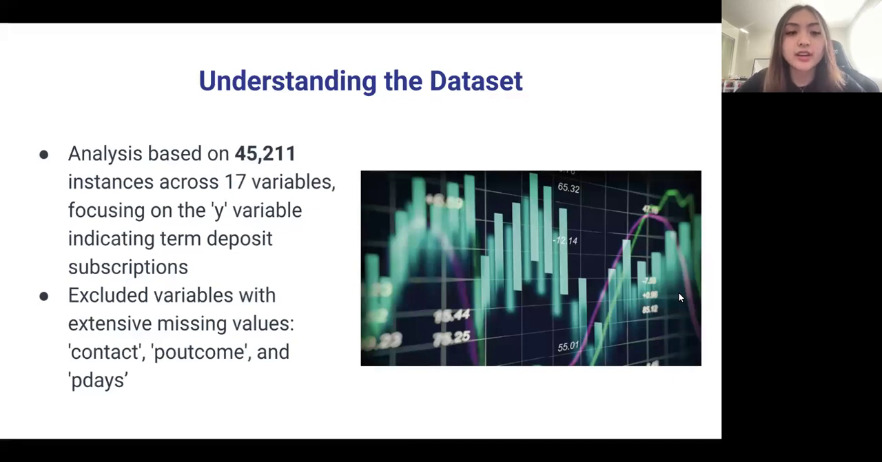The UCI Bank marketing dataset has over 45,000 instances across 17 variables. We focused on the Y variable for term deposit subscriptions and excluded variables with many missing values to ensure data integrity, such as contact, P outcome, and P days.